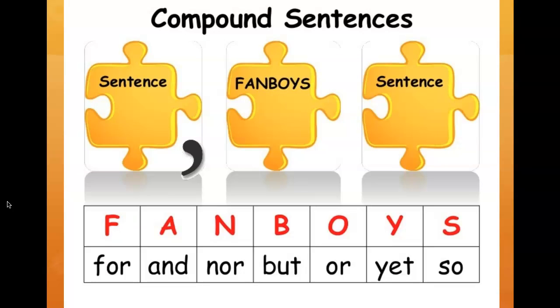There are only 7 coordinating conjunctions, and we can use the easy acronym FANBOYS to help us remember. F is for, A, and, N, nor, B, but, O, or, Y, yet, and S, so. Let's look at all of these.